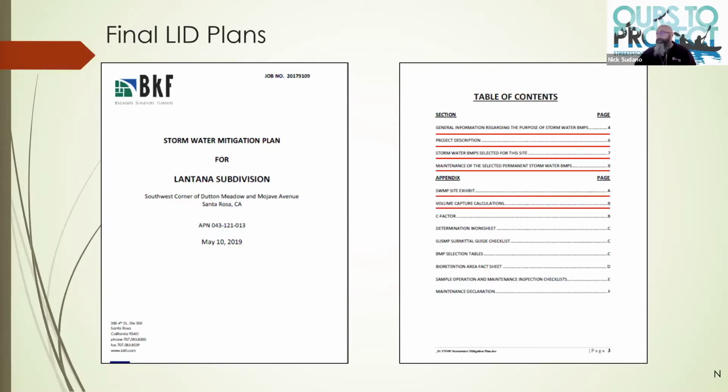We get exhibits that are included in here, the volume capture calculations, which become important later on down the line after development, because if an owner wants to alter their site, we now know what they're going to have to replace or offset if they get approval to do that. We've got your C factor calc here, which is your cover management factor, which has to do with the ability of a surface to produce runoff. Your determination worksheet, which basically talks about the triggers for LID, your guide checklist, selection tables, and your fact sheets related to each of those BMPs.